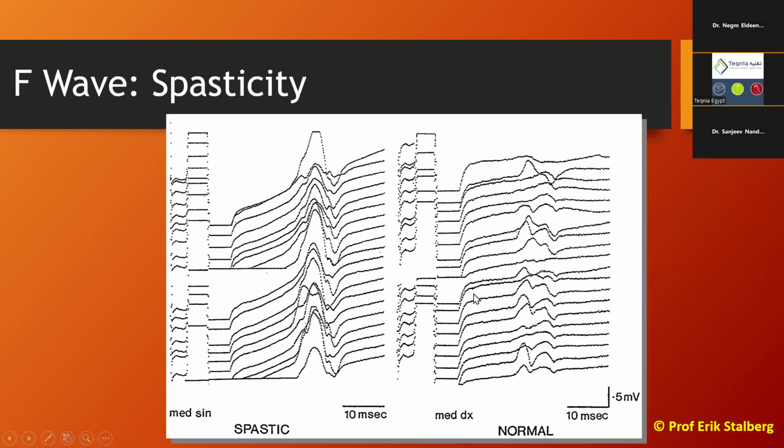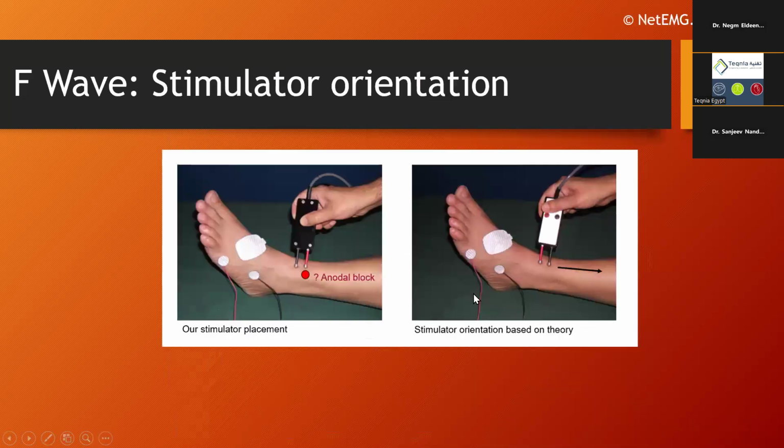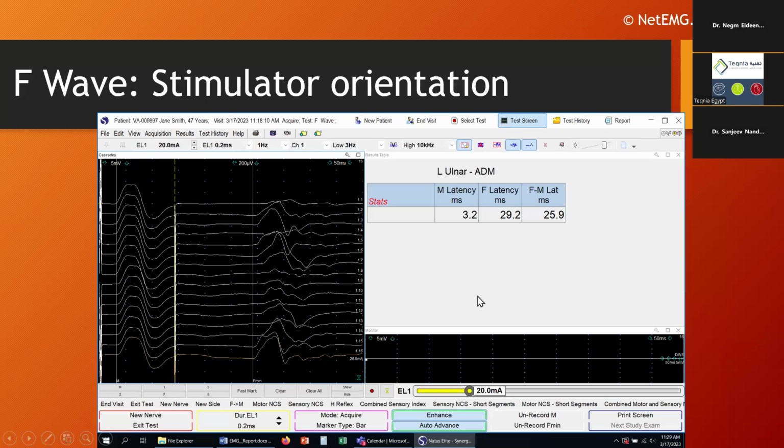So we have gone over motor, sensory, and F wave. H reflex also gives us information, but it is used in relatively few situations. You can record it only in the tibial nerve. This is something I wanted to indicate. The orientation of the stimulator in F wave really doesn't matter. The convention says that anode should be distal in F wave studies, but that's really not important.